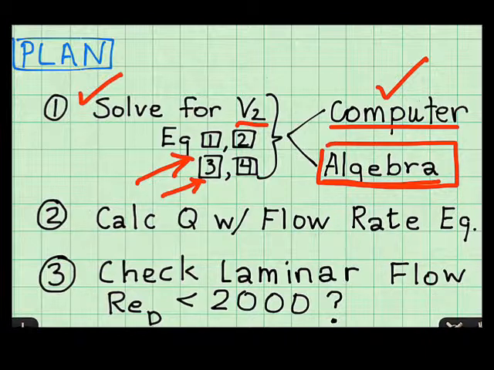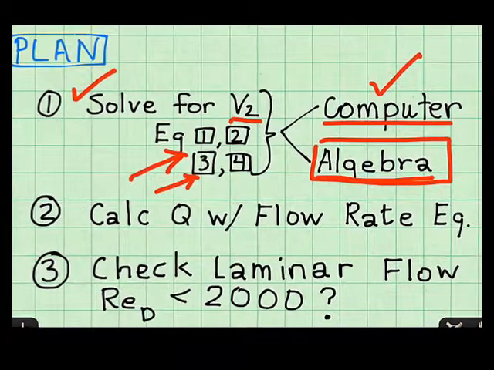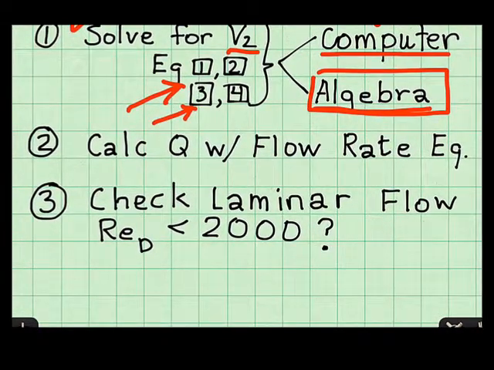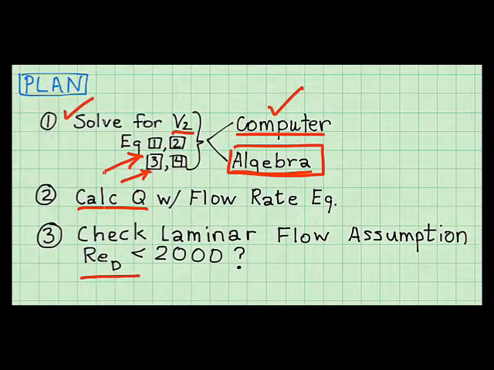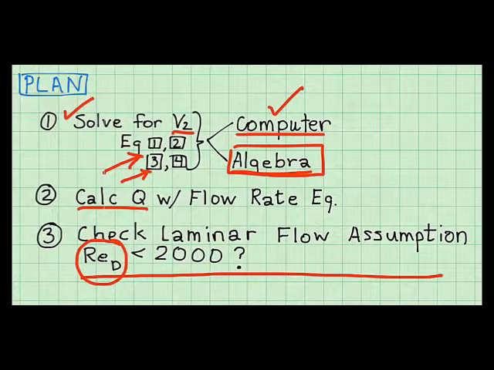And once I've done this, I will then have V2. So my next step will be to calculate discharge with the flow rate equation. And then the last step of my plan is I'll come back and check my laminar flow assumption. In particular, I'll calculate the Reynolds number based on pipe diameter and see if it is indeed less than 2,000.